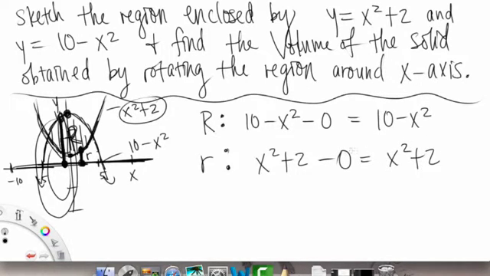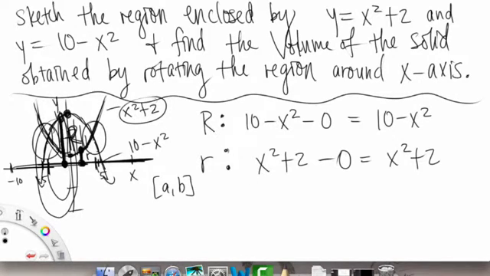Okay? So now that we have our capital R and little r, we have to determine what our interval is, our a and b. So how far are we going to the left and how far are we going to the right? To determine that, we have to find the intersection between these two graphs, so this point here and this point there.